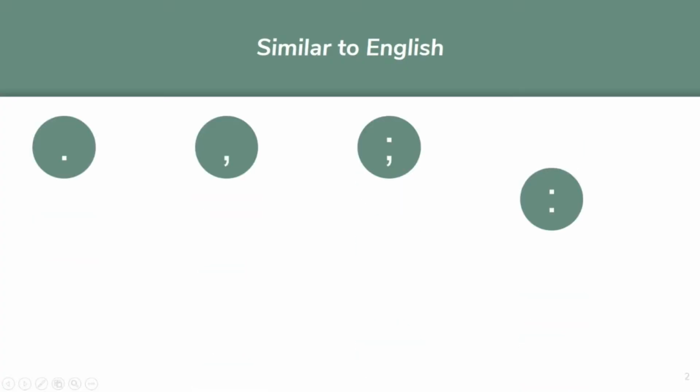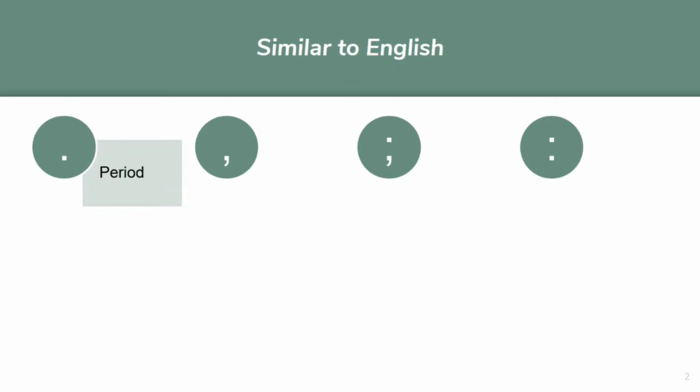So let's begin with the basic one, a period. This is used pretty much the exact same way in Spanish as it is in English, and we just call it a punto. Now, a comma, again, is used pretty much the same way in Spanish as it is in English, and we call this a coma. So the only difference is that instead of spelling it with 2 M's, you spell it with 1.